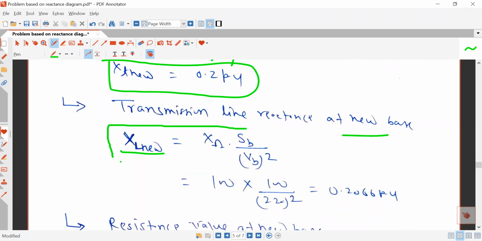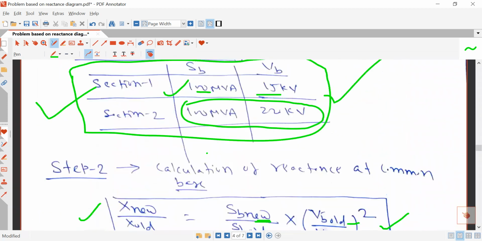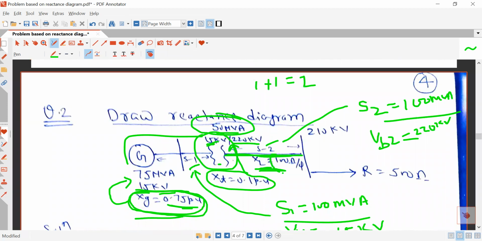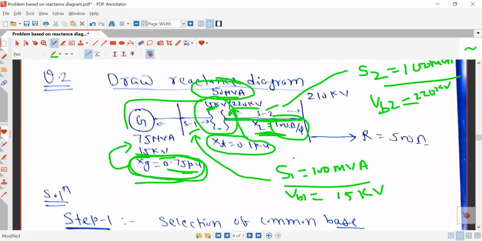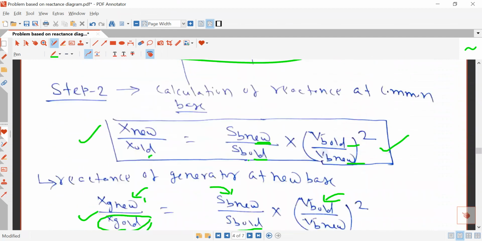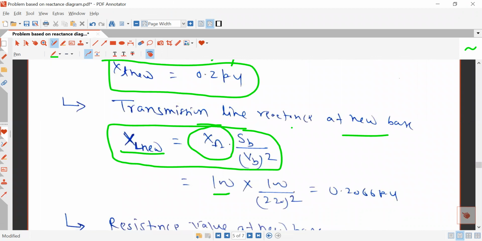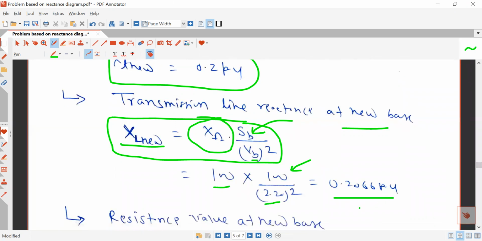The formula is this. Here the actual value of the transmission line is given. The actual value of the transmission line is 100 ohm. You can see here, 100 ohm. And the base value for section 2 is 100 MVA, and the voltage base for section 2 is 220 kilovolt. In this way you can get the value of this.